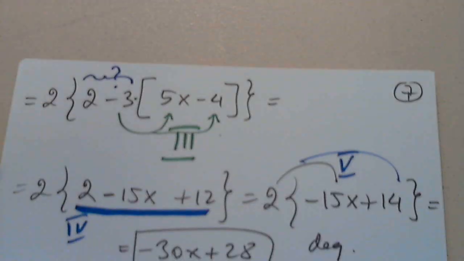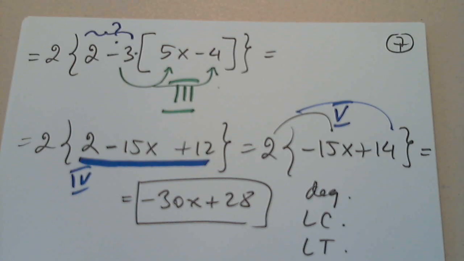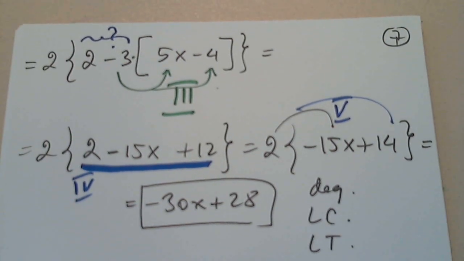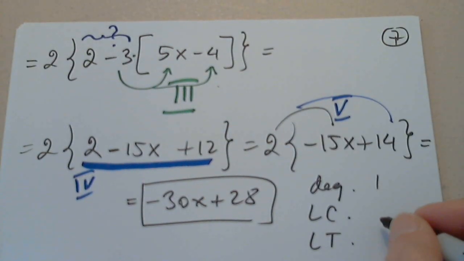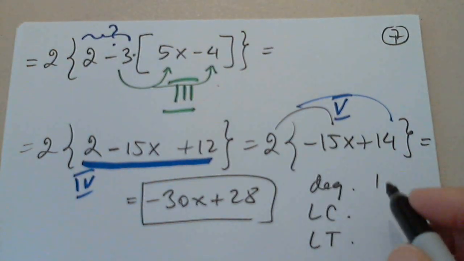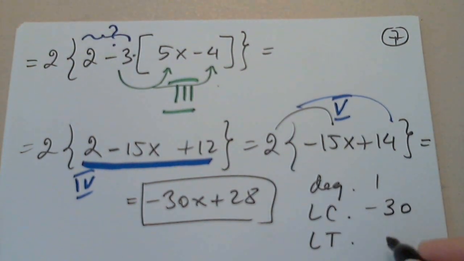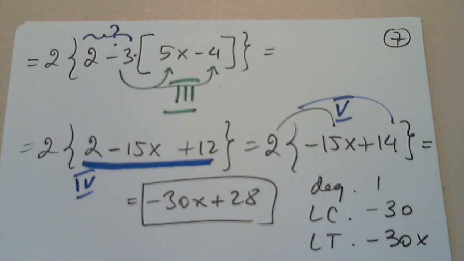Can anyone identify the degree, the leading term, and the leading coefficient, please? Degree is 1. Negative 30, negative 30x. Yes, so the leading coefficient is indeed negative 30. The leading term is indeed negative 30x. Very good. Excellent. You just need to understand the terminology and apply it. Any questions?